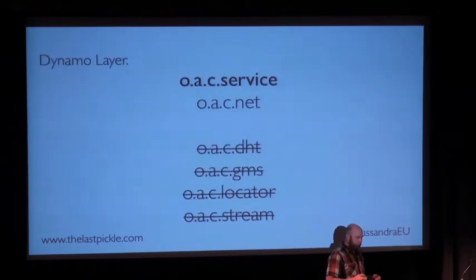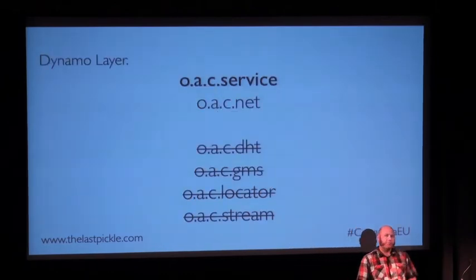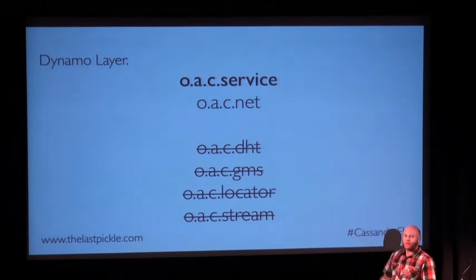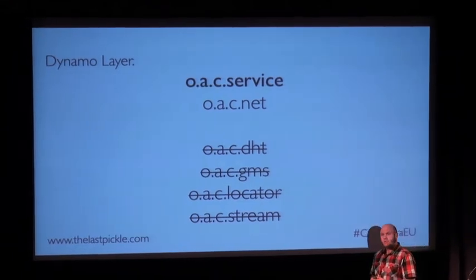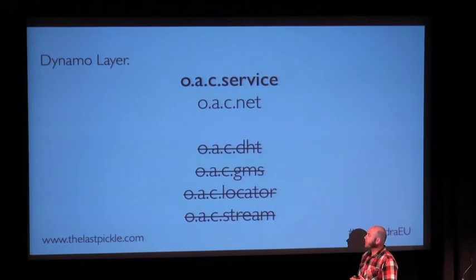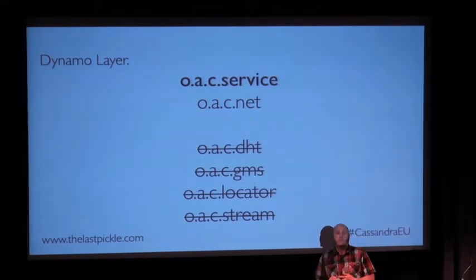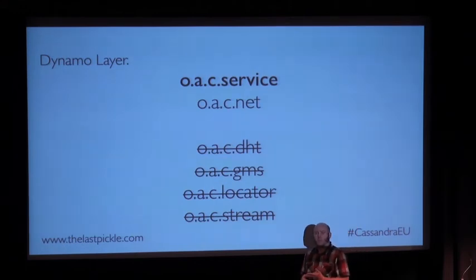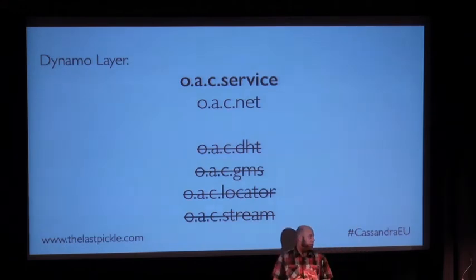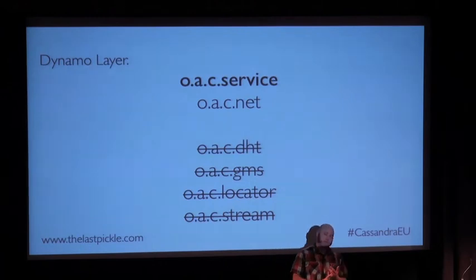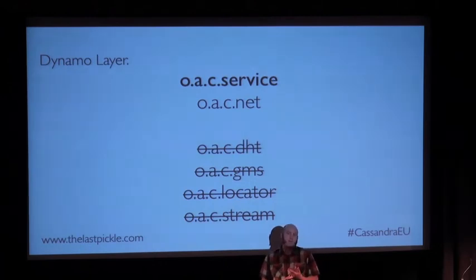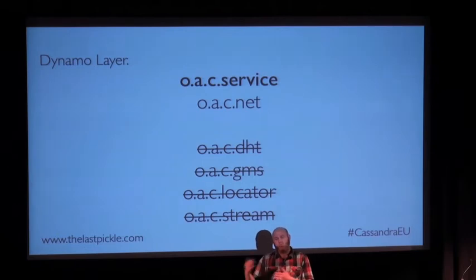These are the packages that I think are in the Dynamo layer. We're not going to talk about the ones that are crossed out just for lack of time. So DHT is a distributed hash tree. It's where your tokens and partitioners are. GMS is where the gossip service is. Locator is where the strategy and the snitch live. And streaming's the last one there? Yeah, streaming is where we do anti-entropy. Where we stream data for anti-entropy.